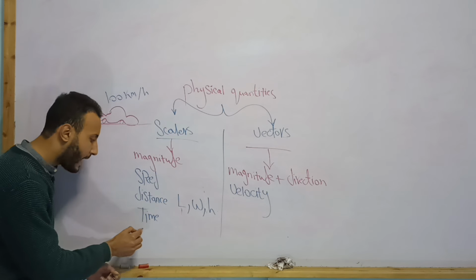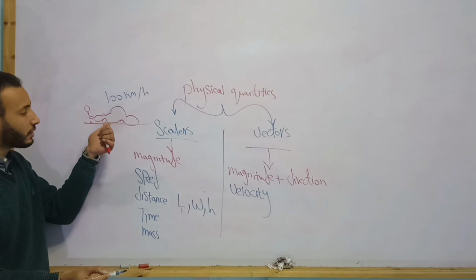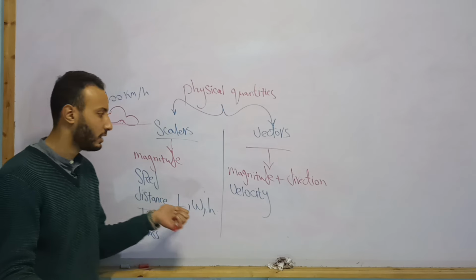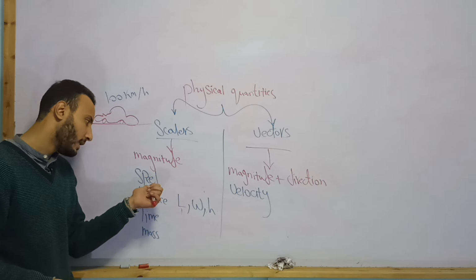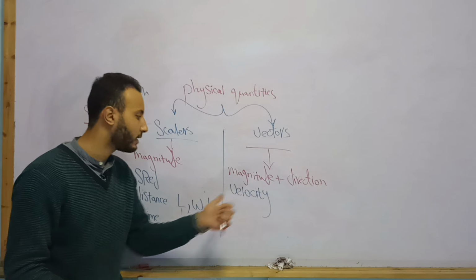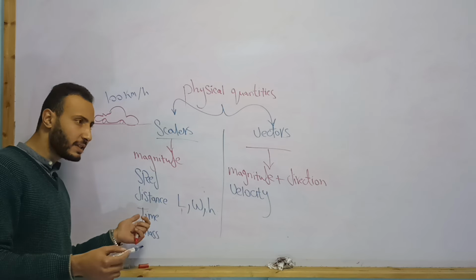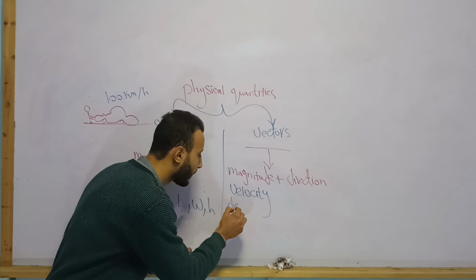So speed, distance, time. You can say also mass. The mass of this car is 100 kilograms. So he didn't mention the direction. But for the vectors, instead of saying the speed, if you mention the direction of this speed, we call it velocity. If you mention the direction of this distance in one direction, we call it displacement.